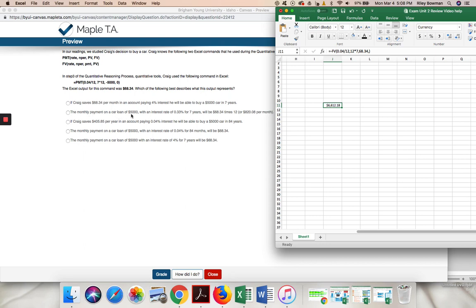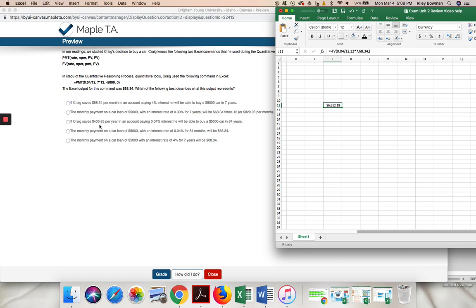The monthly payment on a car loan of $5,000 with an interest of 0.33% for 7 years will be 68.34 times 12, or $820.08 per month. So this one, the monthly payment of a car loan of $5,000, so far that matches. Interest rate of 0.33, I'm not sure where they're coming up with that, and where they're timesing this by 12. That doesn't make sense either, because it gave us the payment equals 68, so there's no need to times it by 12 per month anyway. Here's the next one. If we were to times it by 12, that would tell me how much we're paying for a whole year, but that's not what this one is saying.